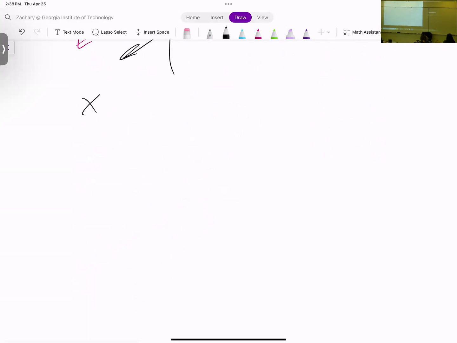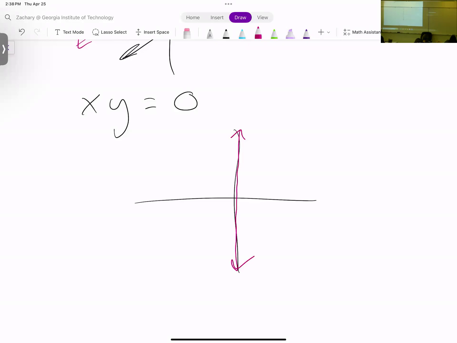Some things you run into frequently. x times y is equal to 0. Okay. If we were to graph this, what would this look like? It would look just like our axes, right? Because either x is 0 or y is 0, or they're both 0, right? So this is what my space would look like. Okay.